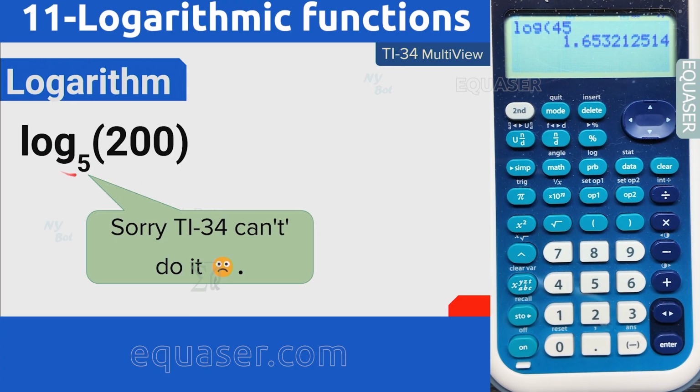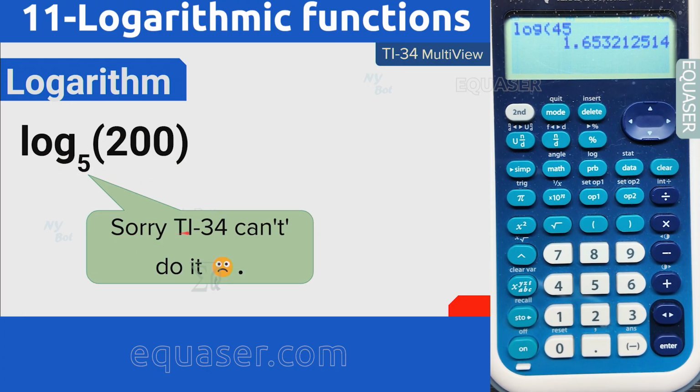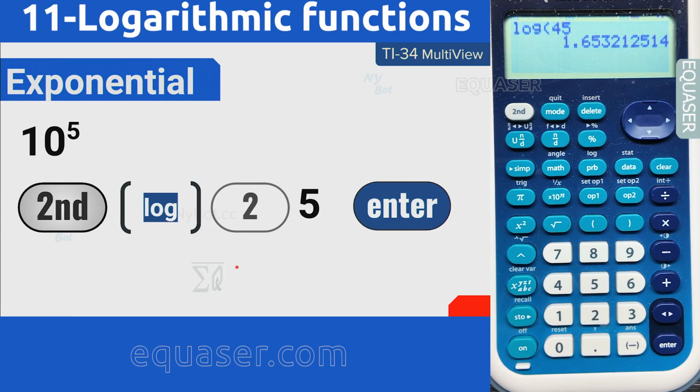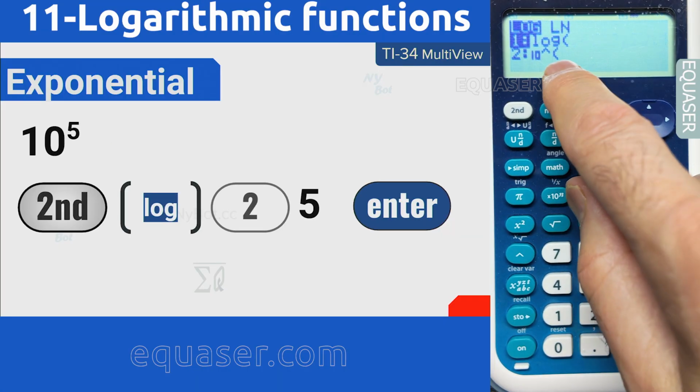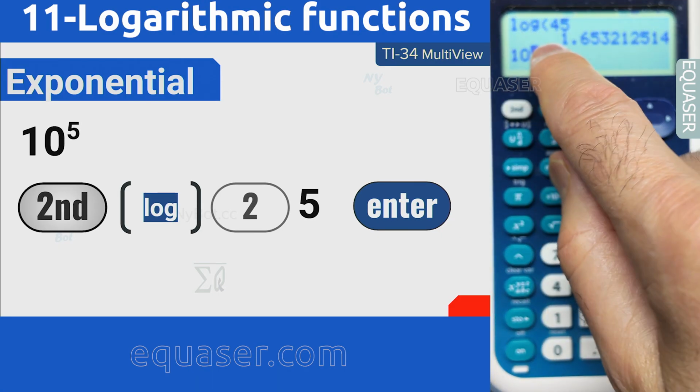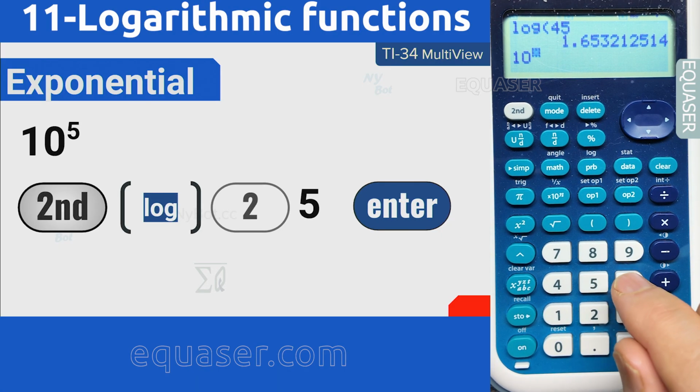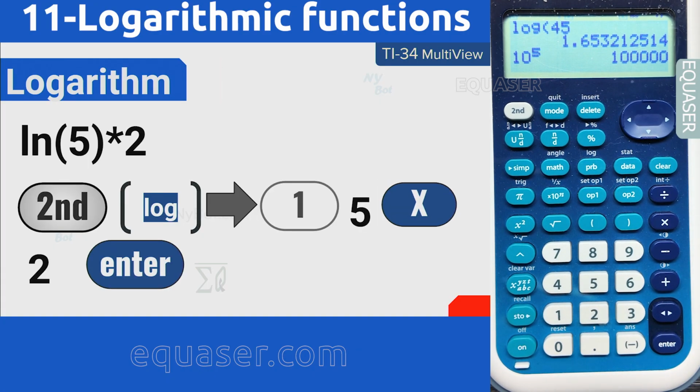And if you want to do log base 5 of 200, sorry, the TI-34 can't do it. You have to get a different calculator. Now exponential, let's say 10 to the power 5. By default there is a 10 available, second function and log, and 2. So 10 is there already, 5, and that's the answer.